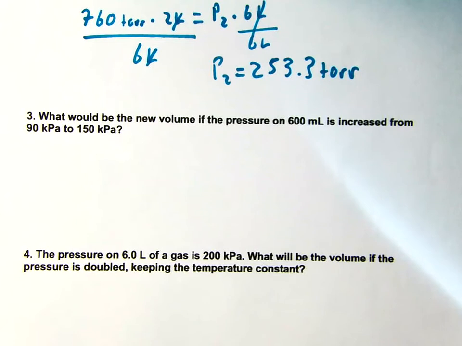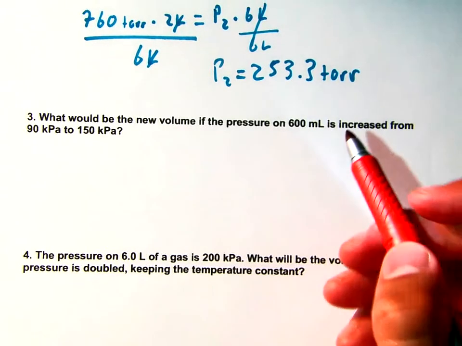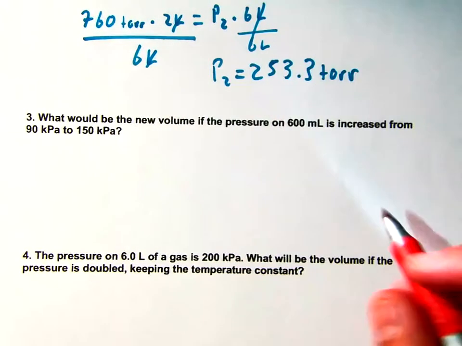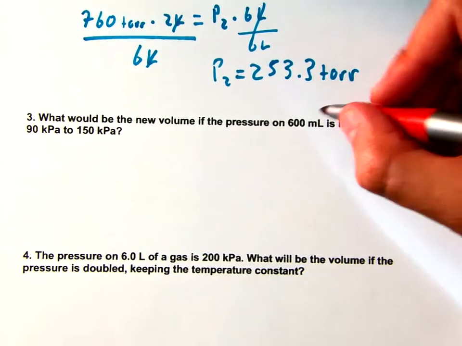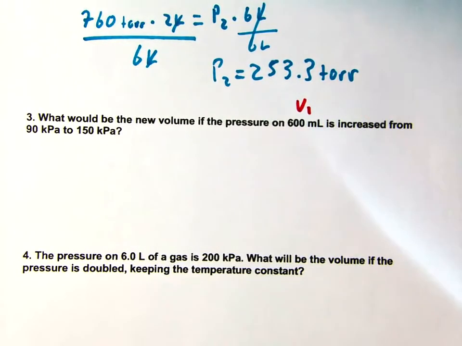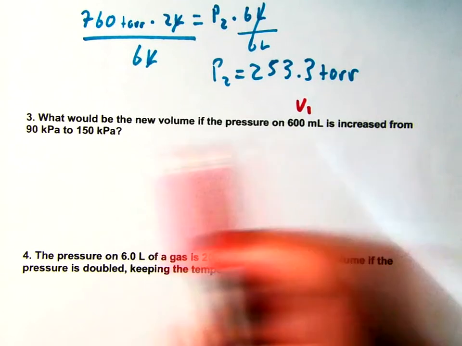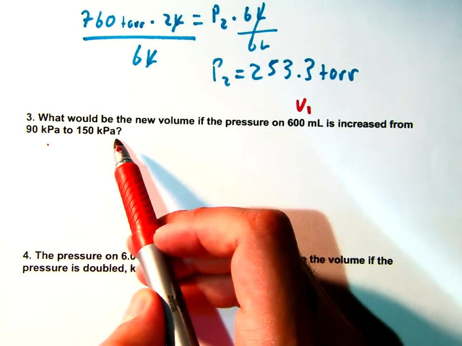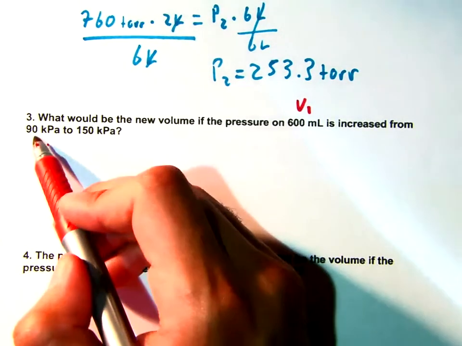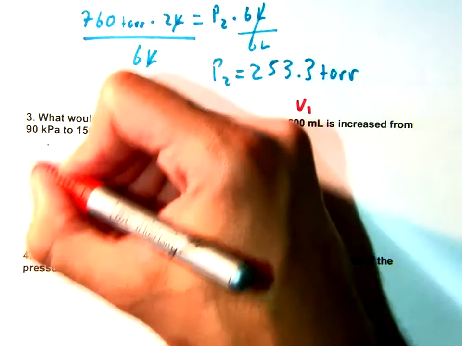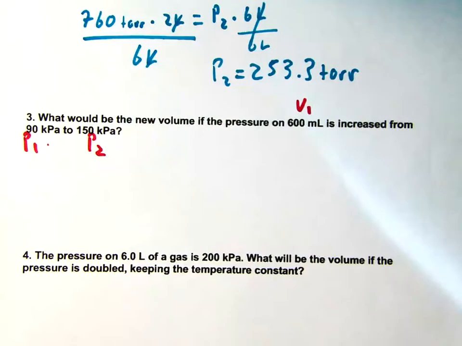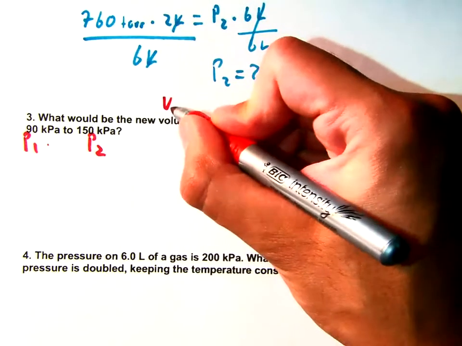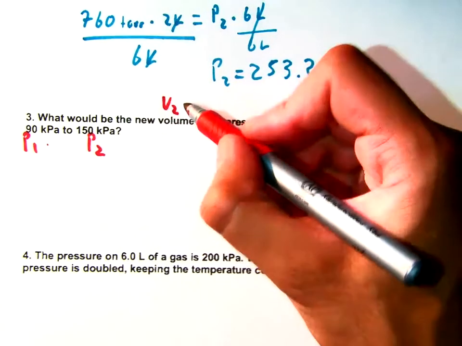What would be the new volume if the pressure, so we're looking for the new volume. Okay, so if the pressure on 600 milliliters, that's my V1, my initial volume, is increased from 90 kilopascals to 150 kilopascals. Well, this is what I start off with because it increases to that, right? So that's my P1. This is where it ends up. So that's my P2, my second pressure. Okay. So we're looking for my new volume, which is V2.